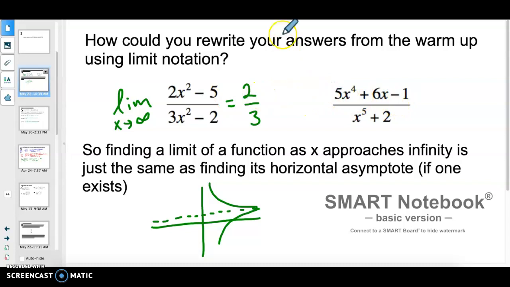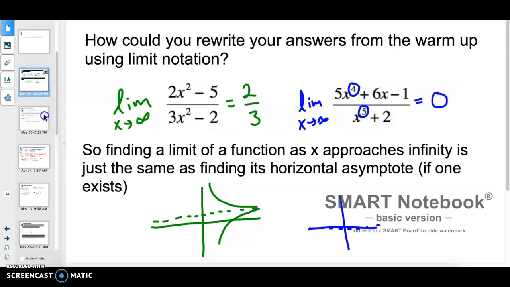Same thing on this one. If I did the limit as x goes to infinity, hopefully from the warm-up, you compared the two degrees. So you had a 4 and a 5. The 5 was bigger. So you knew when the degree is bigger on the bottom than the top, the horizontal asymptote's at 0. So when I'm thinking about my graph, my horizontal asymptote's here at 0, so your function's getting really close to 0. So as x goes to infinity, the y value you're getting close to is 0.